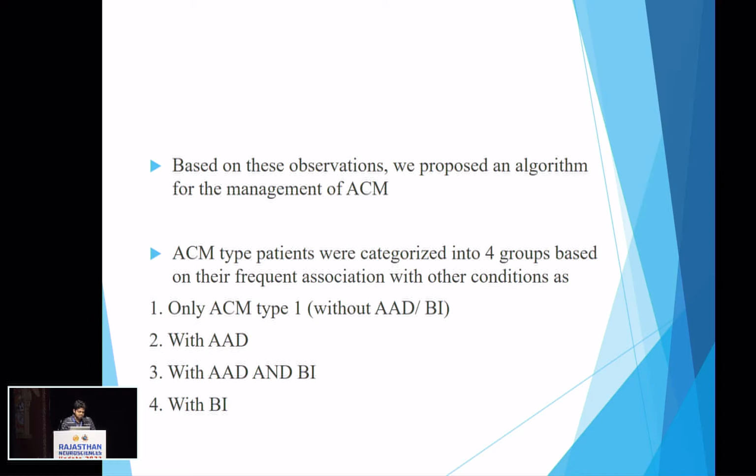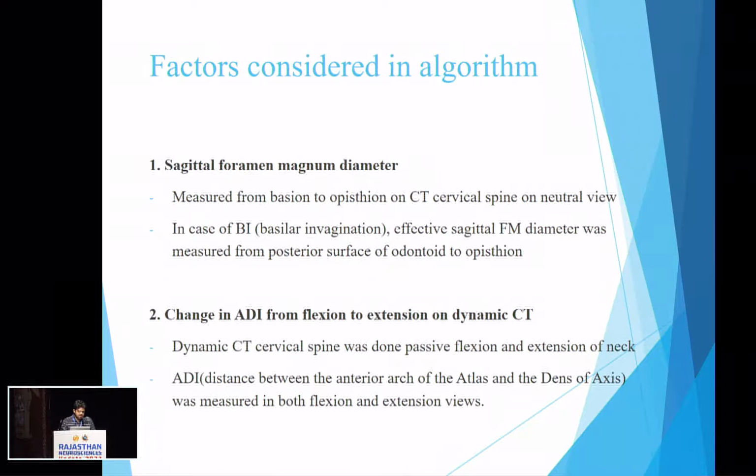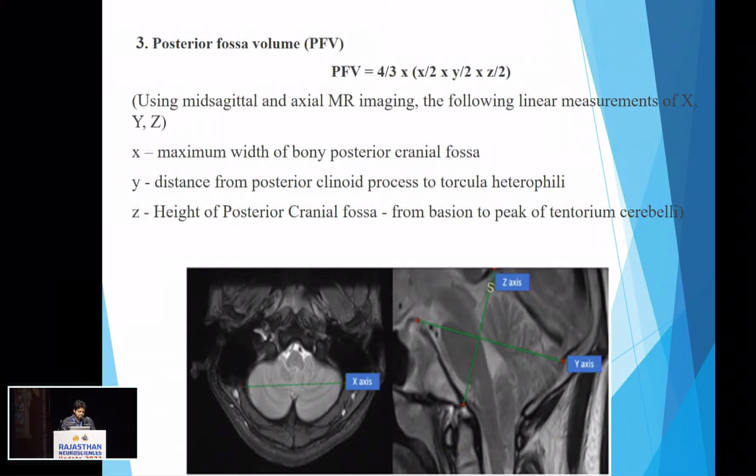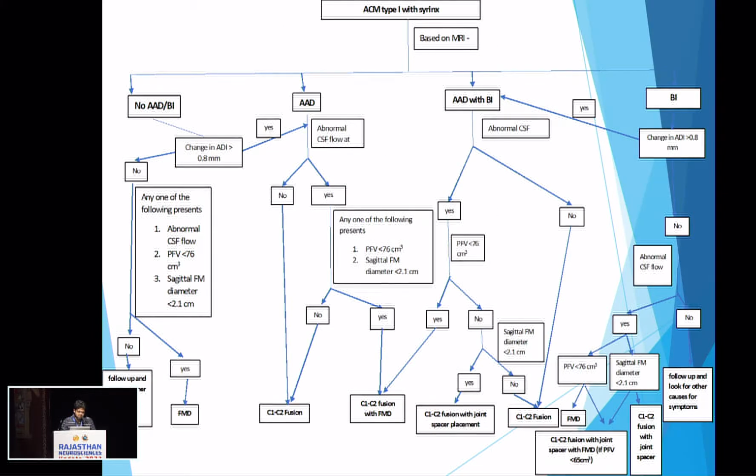ACM patients were categorized into 4 groups, that is only ACM, with AD and BI, and with BI. Diagnosis was made radiologically, and the factors considered in the algorithm were sagittal foramen magnum diameter, change in atlantodental interval from flexion to extension on dynamic CT, posterior fossa volume, and CSF flow study at foramen magnum. This was the algorithm we proposed based on MRI. So if there is ACM with no AAD or BI, we checked for change in ADI. If it is greater than 0.8 mm, and abnormal flow is present, then we underwent C1C2 fusion.